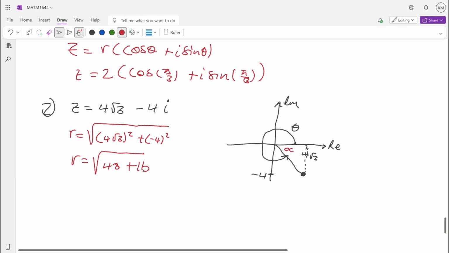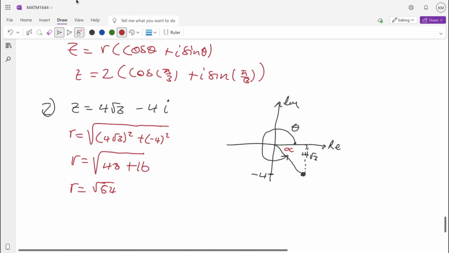Add these two, 48 plus 16, then what is it going to be? 58 plus 2, 60 plus 4. So r will be root of 54. You can just confirm if this number is correct.